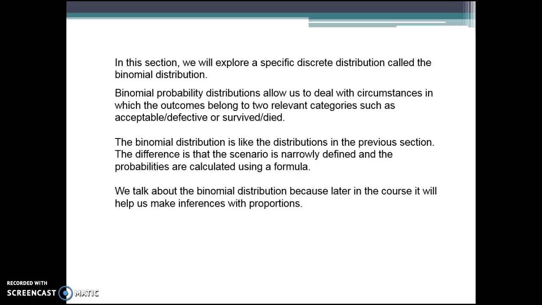Hi, so now we need to talk about binomial distributions. Now this is a specific kind of discrete distribution, just like we've been talking about. And we could create a table for these values, just like we did before. The difference is that the binomial distribution covers a specific process, a specific scenario that we'll talk about in just a minute. But the probabilities, instead of just being given to you, are calculated from a formula.